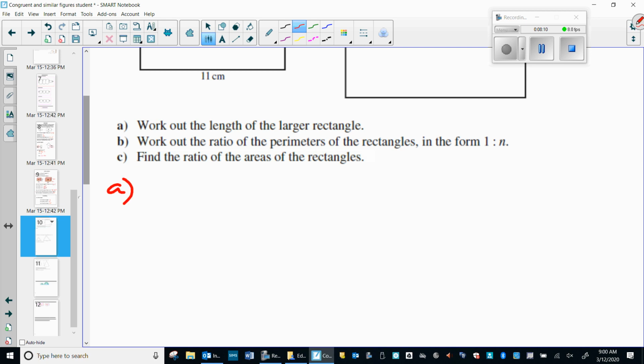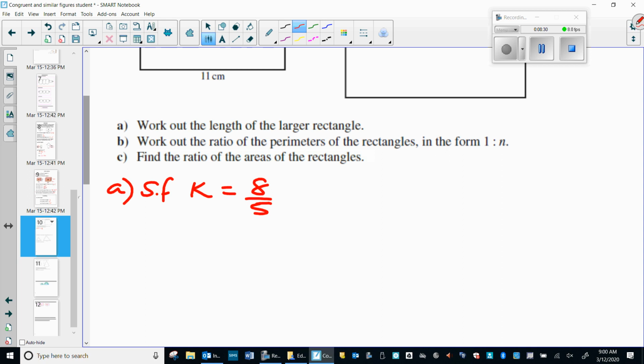So how do we find the scale factor? 8 divided by 5. Now, is that a nice number? No, but it doesn't matter. As I said to you, it doesn't have to be a whole number. And so our scale factor is 8 over 5.